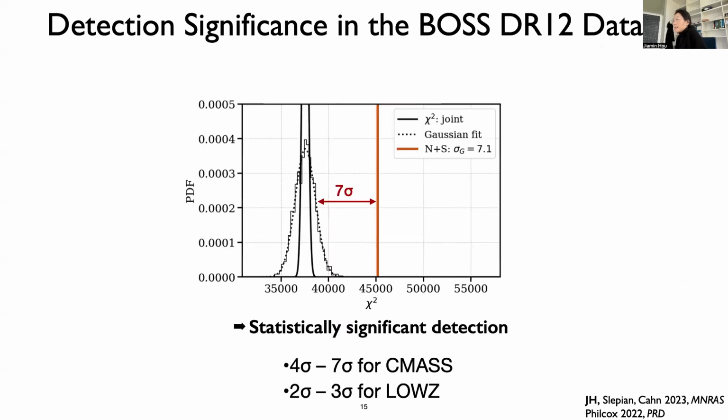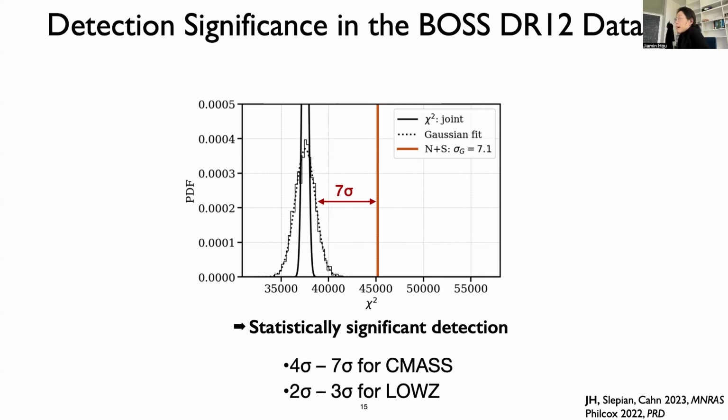And here I present the detection significance using this plot of the chi-square distribution. The black histogram represents the empirical distribution derived from the mock simulation that has no parity violation, whereas the orange vertical line indicates the chi-square value measured from the BOSS data. The separation between the black histogram and the orange line reflects the detection significance. Basically, the wider they are separated, the higher the detection. In this work, we tested various scales and binning schemes on the two subsamples, both CMASS and LOWZ. For CMASS, the detection significance ranges between 4 sigma and 7 sigma, whereas for LOWZ, it falls between 2 sigma and 3 sigma.